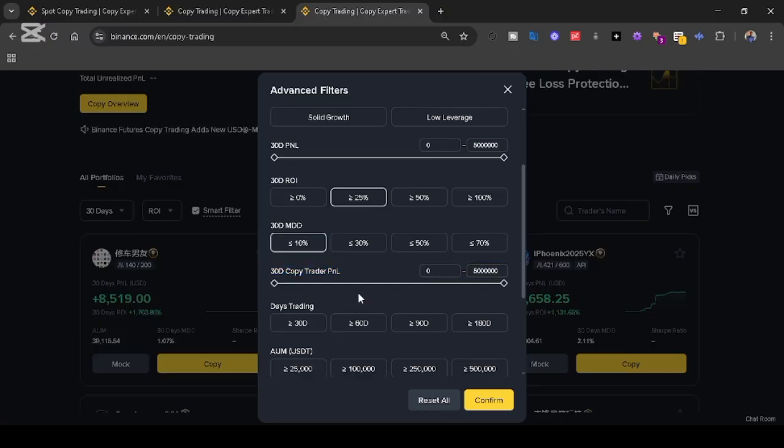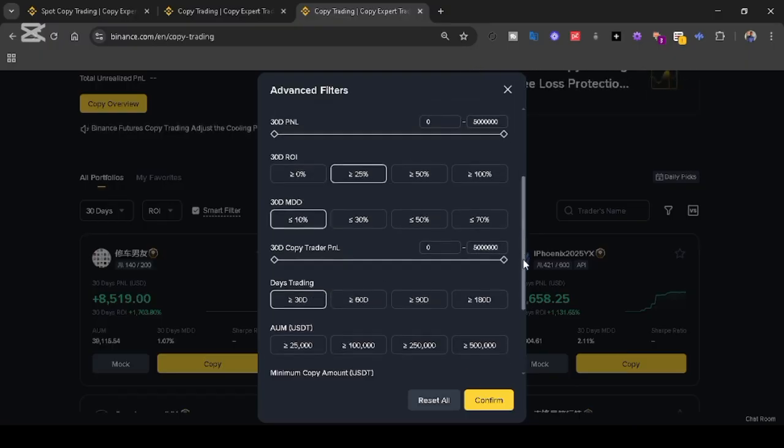Then this last place, days of copy trading, means how many days this person has been in trade. I'm looking for someone that has been in trade for 30 days and above. I don't want someone that just started trading last week or two days ago. So with this filter we're going to get that.